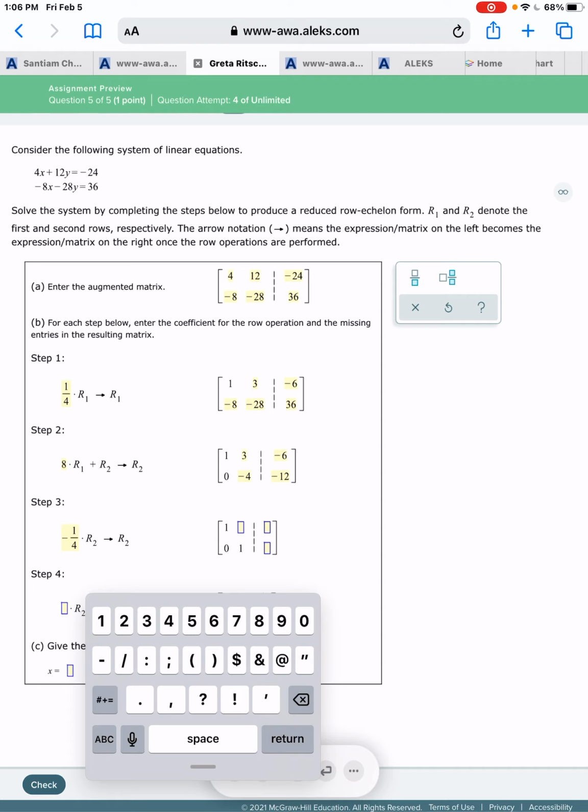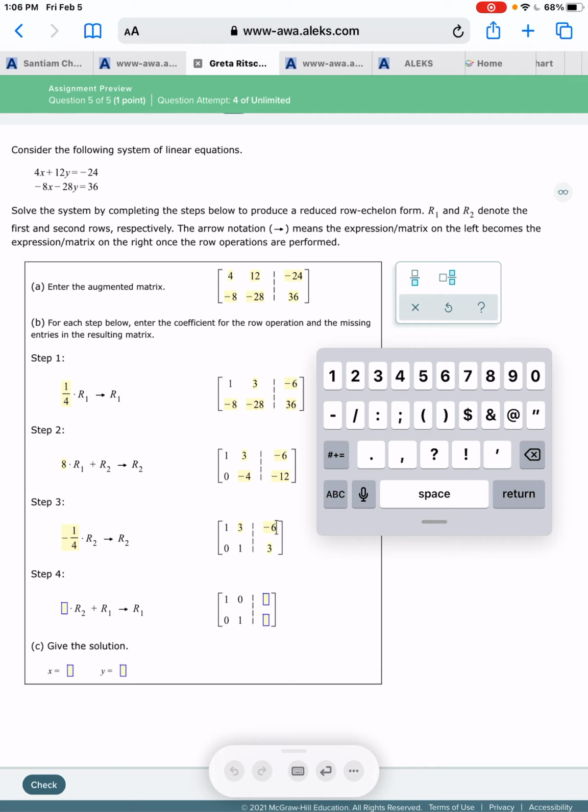In that case, 0 times negative 1/4 is 0. Negative 4 times negative 1/4 is 1. And negative 12 times negative 1/4 is 3. Because negative times negative is a positive, and 12 times 1/4 is the same as 12 divided by 4, which is 3. All right, we didn't actually do anything to the first row, so we're going to keep it the same.